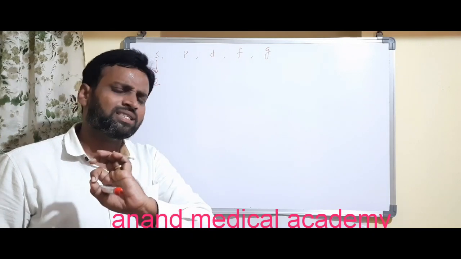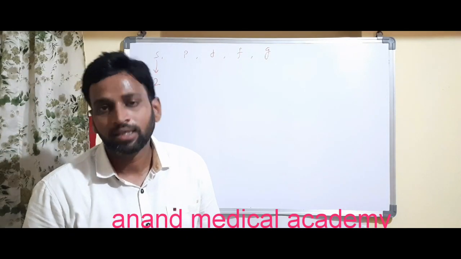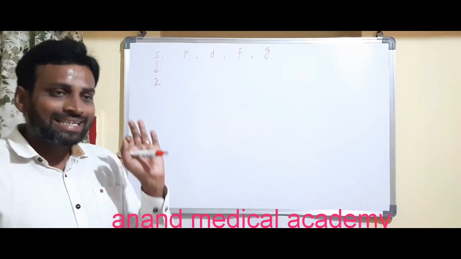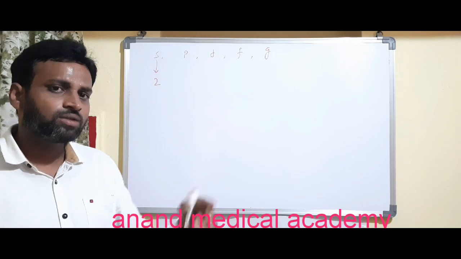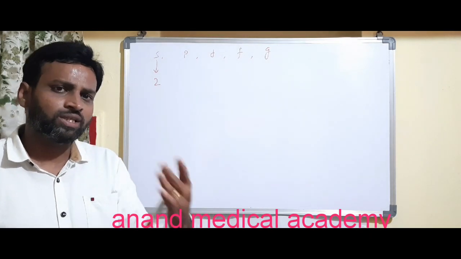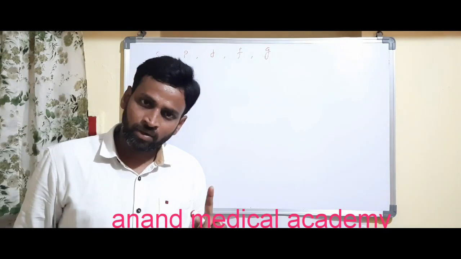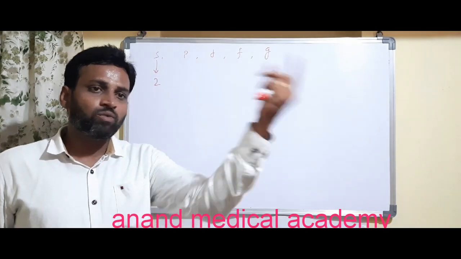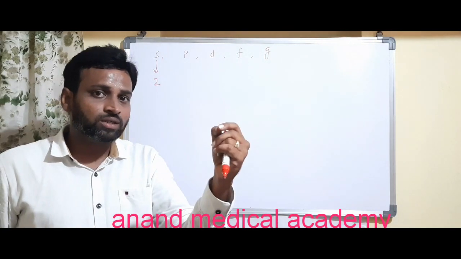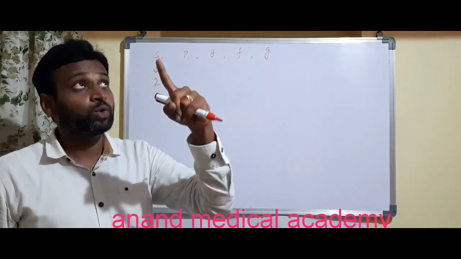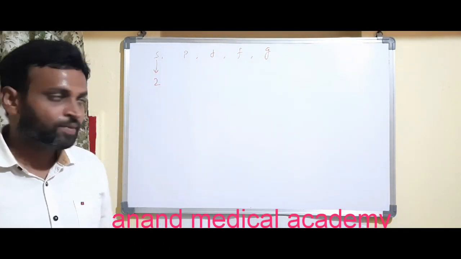For an s subshell, you have no need to consider whether it is 1s, 2s, 3s. Each s subshell has 2 electrons. 1s, 2 electrons. 2s, 2 electrons. 3s, 2 electrons. Got it clearly? If anybody asks you which shell 1s is present in: K shell. 2s is present in the second shell, and the second shell means L shell. Like that you have to say.